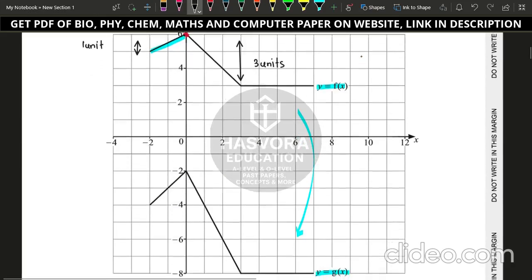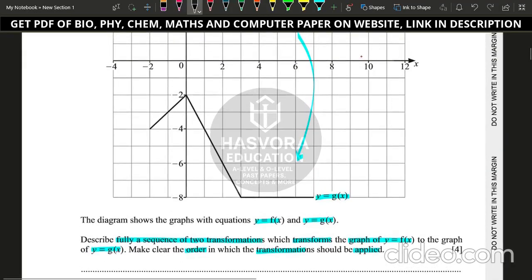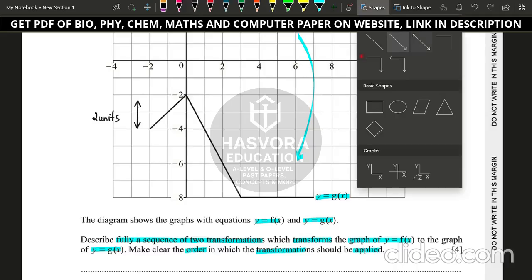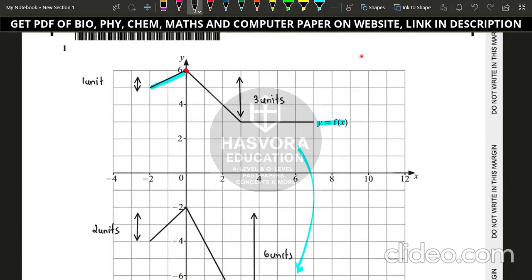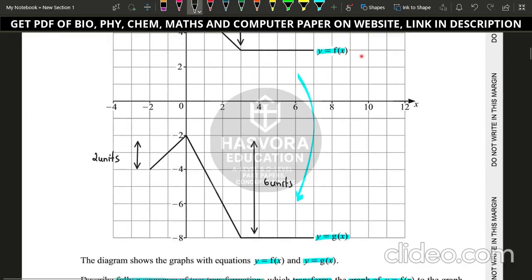okay? And now if you check that this is transformed into g of x, what I can see is that it is using 2 units here and it is using 6 units here. So what can you see? It is being transformed from 1 unit to 2 units and from 3 units to 6 units. This means that there is a vertical stretch, okay? There is a vertical stretch with the scale factor of 2.